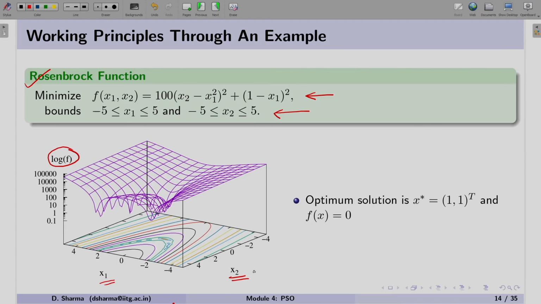Since we know this function has many local optima, but there is one global optimum, which is at 1 and 1, and the function value at this solution is 0.